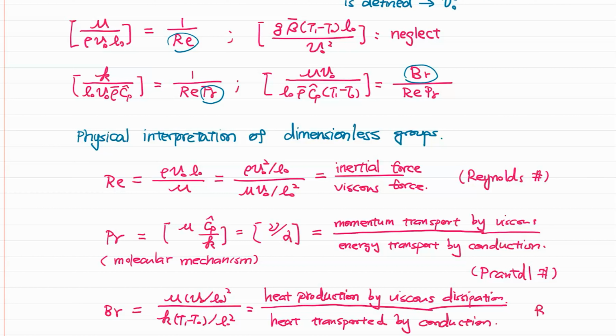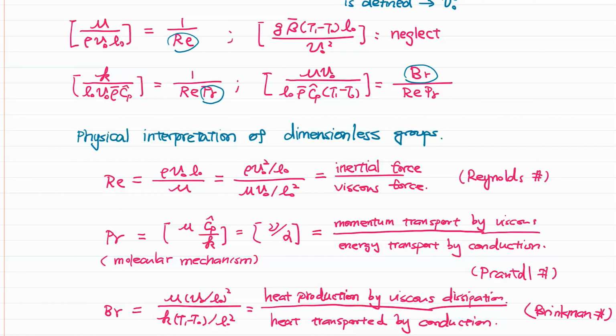Okay, so this is the Brinkman number. The Brinkman number, the Reynolds number, and the Prandtl number determine whether the system has a lot of energy transport by viscous dissipation. If the Brinkman number is large, that means the heat production by viscous dissipation is very large compared to the heat transported by conduction, so it cannot be dissipated by conduction.